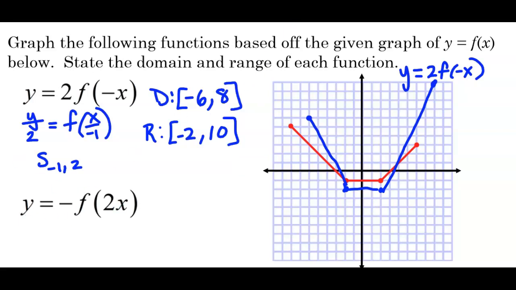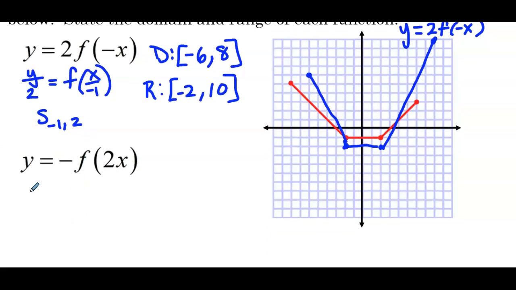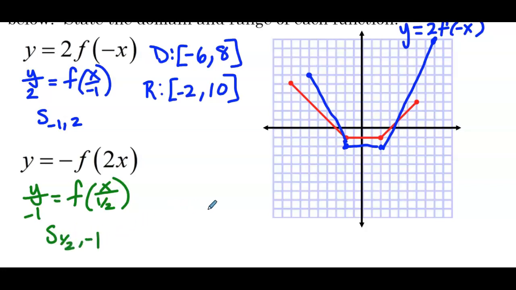And then we have y equals negative f of 2x. So rewriting this, we have y divided by negative 1 equals f of x over 1/2. So our scale factor is 1/2, negative 1. So we have a horizontal compression by a factor of 1/2, and we're reflecting over the y-axis. So let's start with that same first point, negative 8, 5. So that becomes negative 4, 1, 2, 3, 4, and then negative 5, 1, 2, 3, 4, 5.